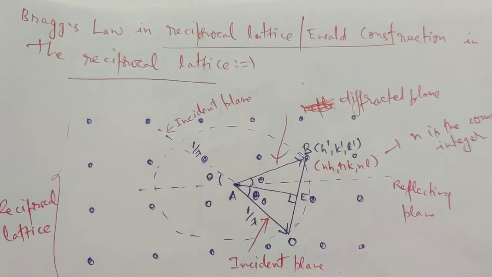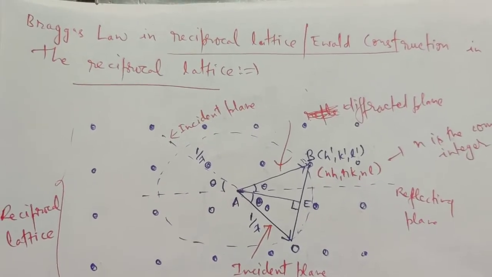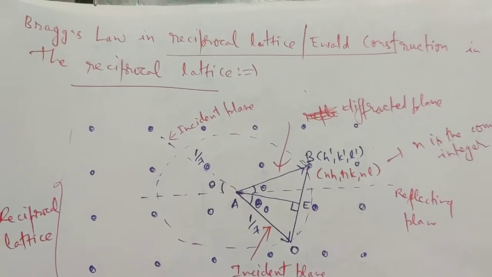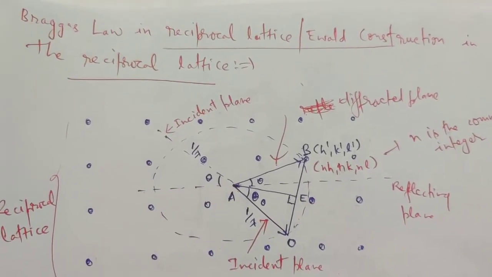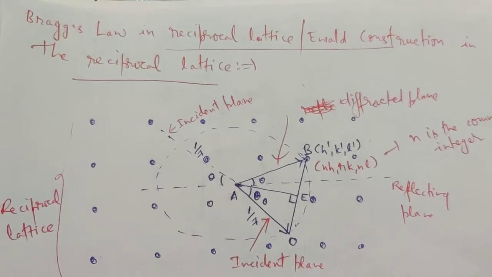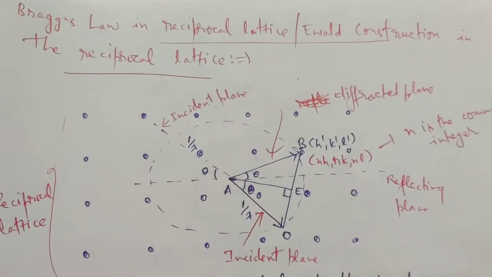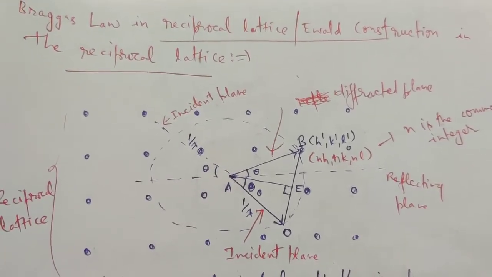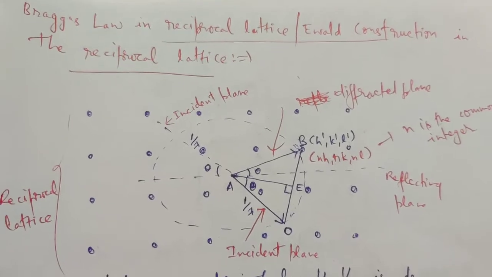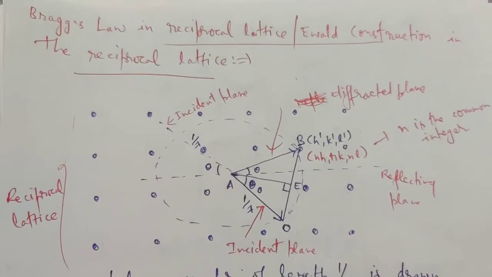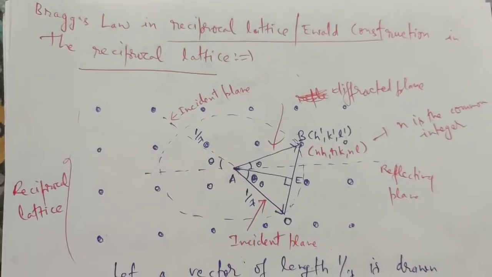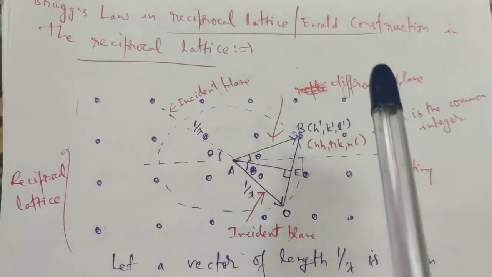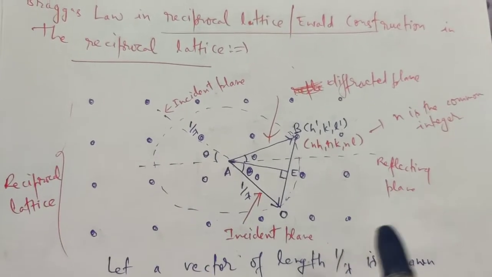That is 2d sine theta equals n lambda. Only when lambda and d match for this condition will X-ray diffraction take place in the direct lattice. Similarly, in the reciprocal lattice, for X-ray diffraction to happen we need Bragg's condition. Bragg's condition should also be satisfied in the reciprocal lattice. So here we are considering a reciprocal lattice in the reciprocal space.